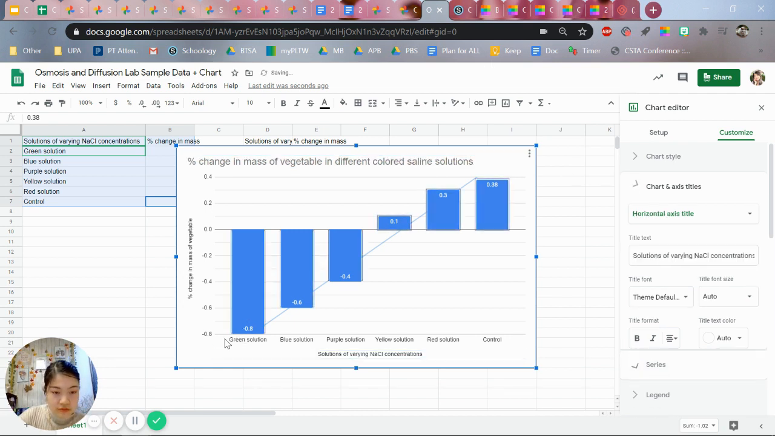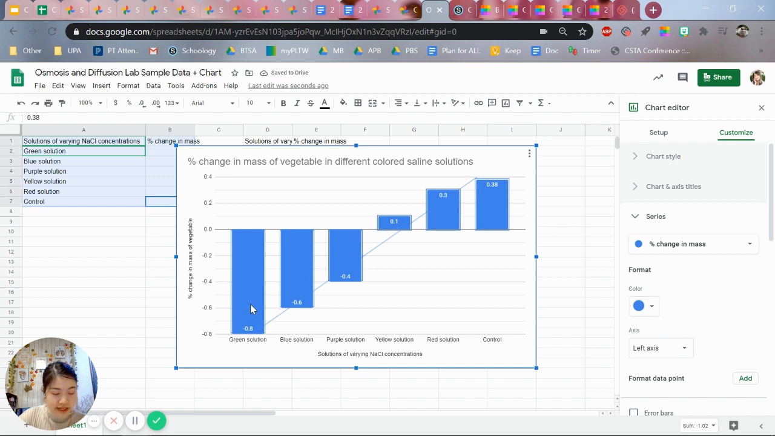Okay, so the green solution would be the most hypertonic, meaning that the vegetable slice ended up losing a lot of its water to its surroundings, which is more concentrated than the inside. And here on the very far end is, let's look at the red, actually the control. So the control is just tap water.